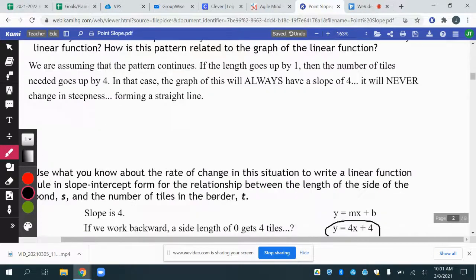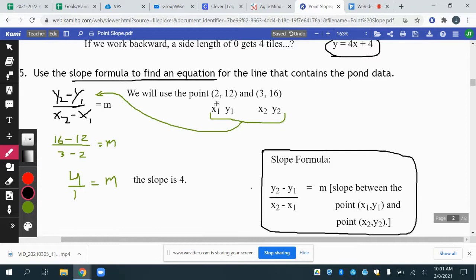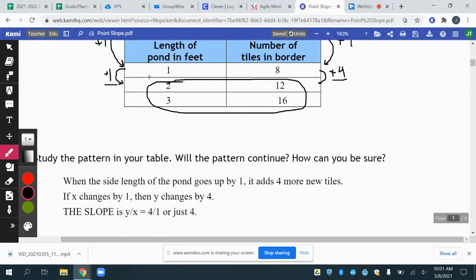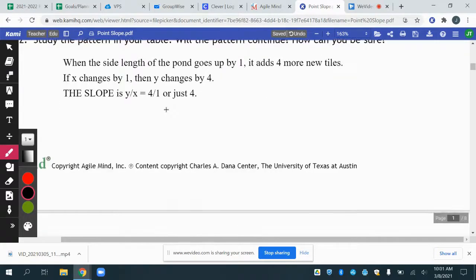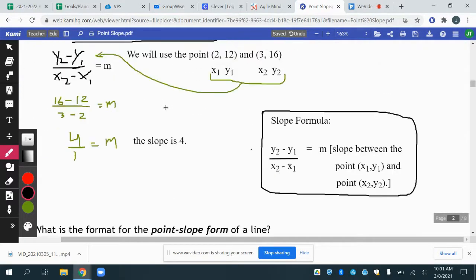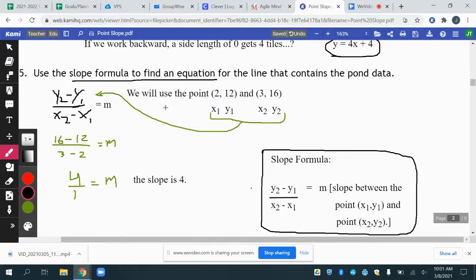Okay, so what's going on down here is we have (2, 12) and (3, 16). Those are the 2 points right here. We chose to pick them. You could pick any 2 points. I could pick 1 and 2. I could pick 1 and 3. They'll all give me the same slope. That's why the slope formula is a useful thing. It works for any points on that line. Any 2 points you can pick. So it doesn't matter that I picked (2, 12) and (3, 16). I could pick any pair of points on that graph, on that table up there.